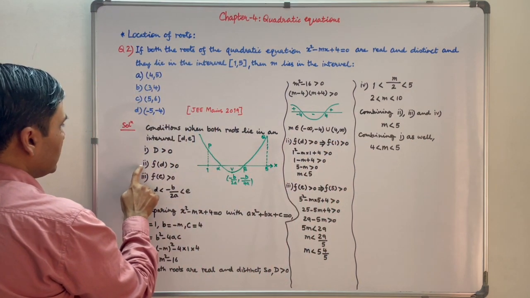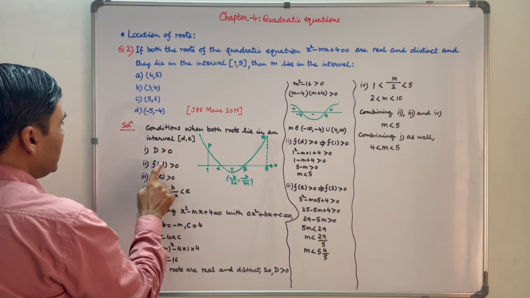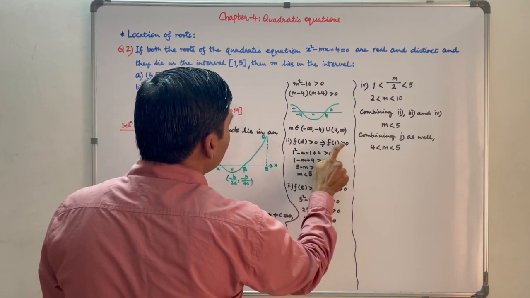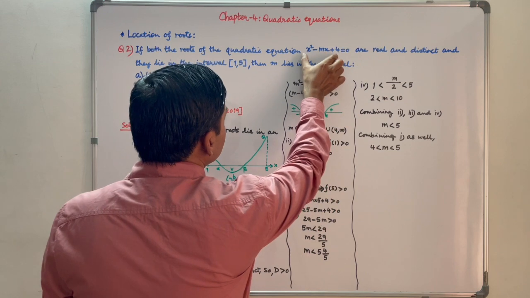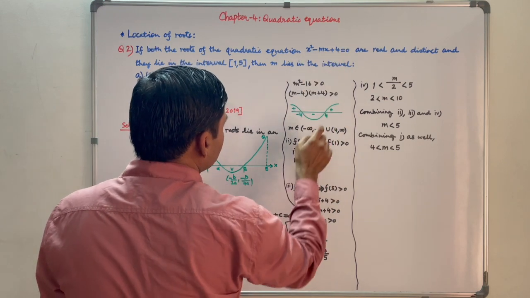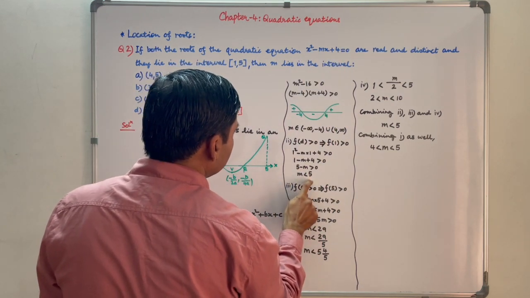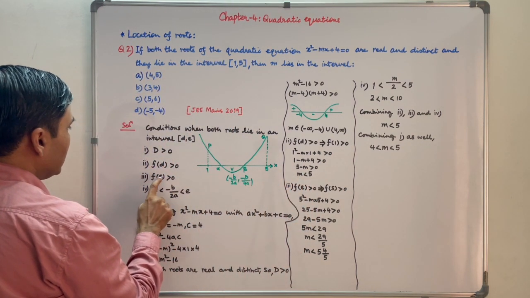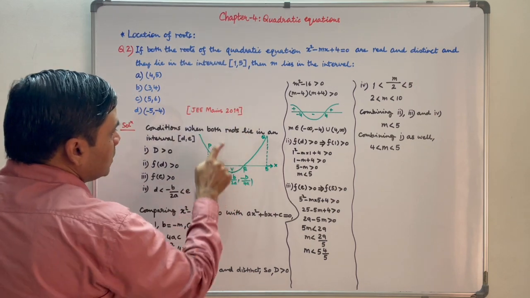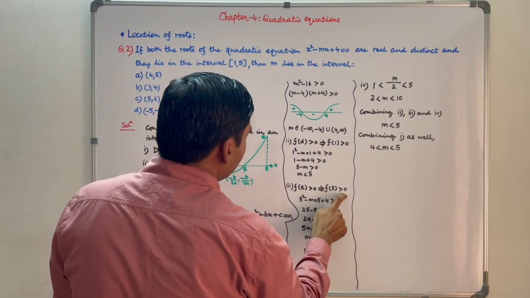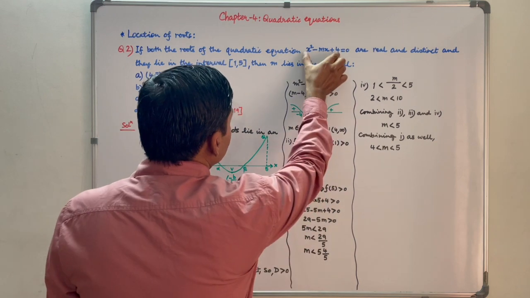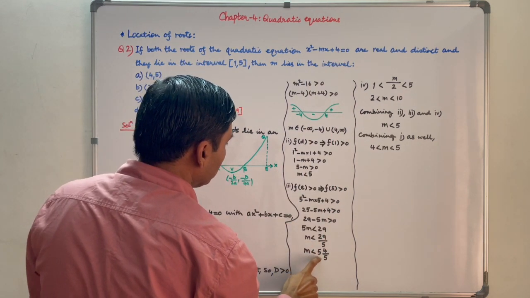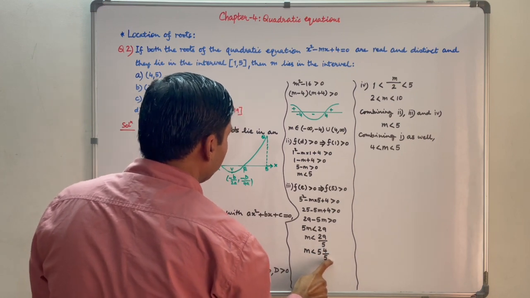Condition number 2 says f(d) is greater than 0. Here d is equal to 1, so f(1) is greater than 0. Put x equal to 1 in this expression to get f(1). So the condition is m is less than 5. Condition number 3 says f(e) is greater than 0. Here e is equal to 5, so f(5) is greater than 0. Put x equal to 5 in this expression to get f(5). So the condition is m is less than 5 whole 4 by 5.